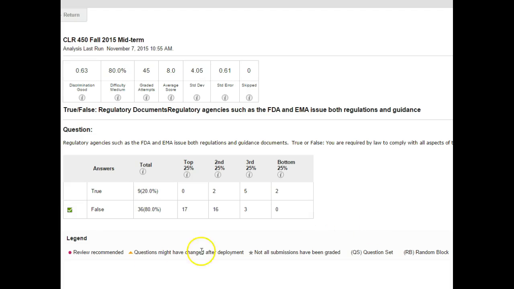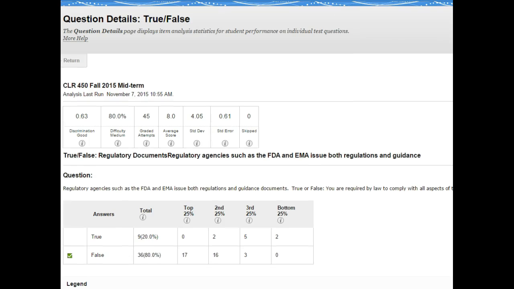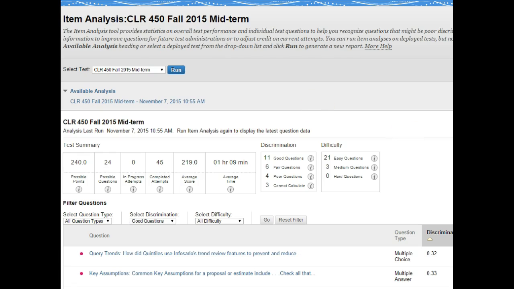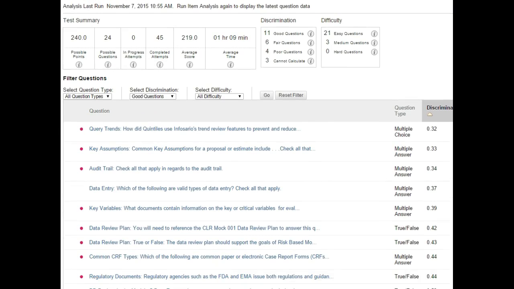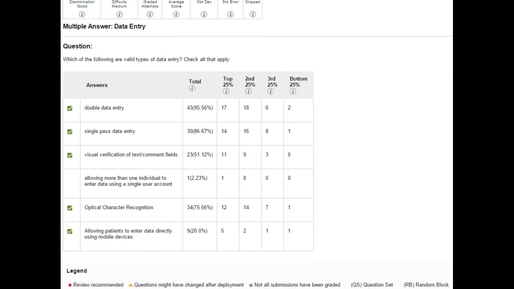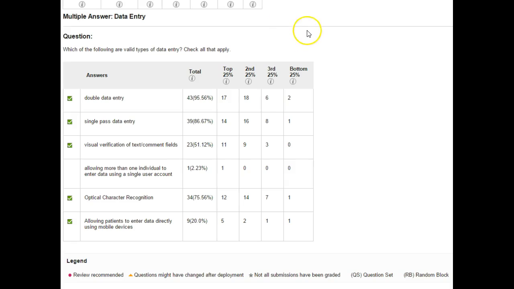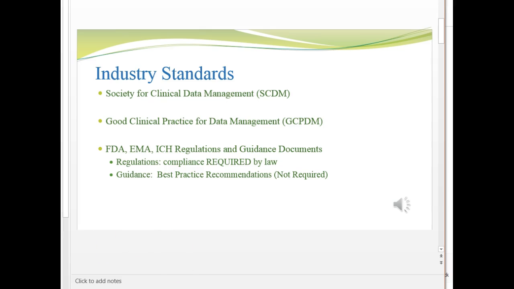Let's go back and take a look at the next question that you guys struggled with a little bit. Back to the item analysis. Okay, so another one where a lot of people struggled was the question on data entry. So here I simply asked what of the following are valid types of data entry, and you had to check all that applied. And you could see in general most people were getting these right. Where people ran into problems was this question right here. So I'm going to go back to the PowerPoint. Let's go down to data entry.